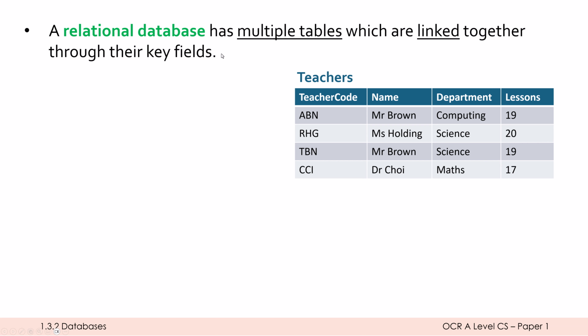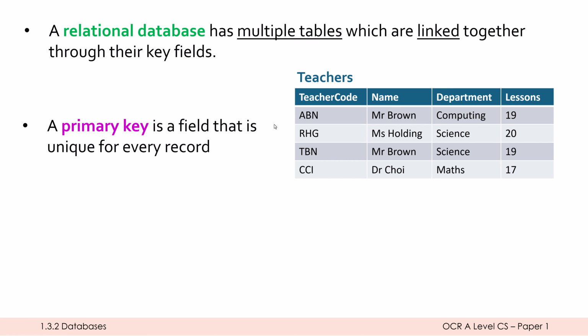So what is a key field? Well, a key field is, as the name key suggests, a really important field. We've got a few types of key fields. The most important arguably is a primary key. So a primary key is a type of key field that is unique for every record in the table. So the value in the primary key must be unique for every single record.